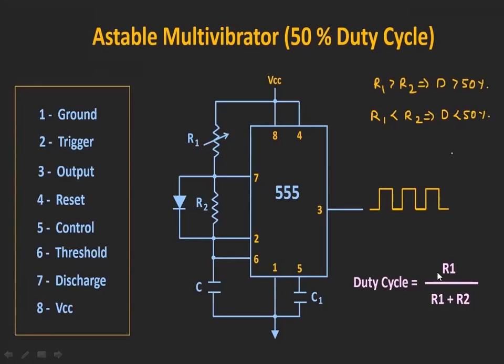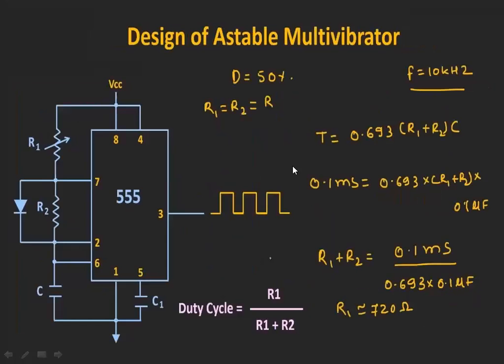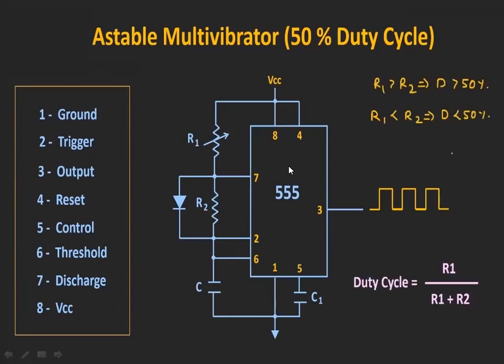So during the on time period, the capacitor is going to acquire the charge through R1, and during the off time period it is going to discharge through R2. So this is the total time period, that is R1 plus R2. So duty cycle is R1 divided by R1 plus R2. This is how we are going to produce a symmetrical waveform using the 555 timer IC.